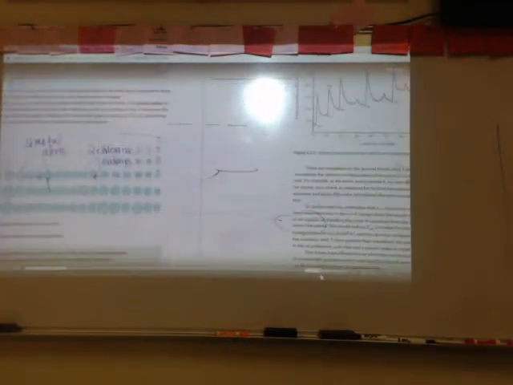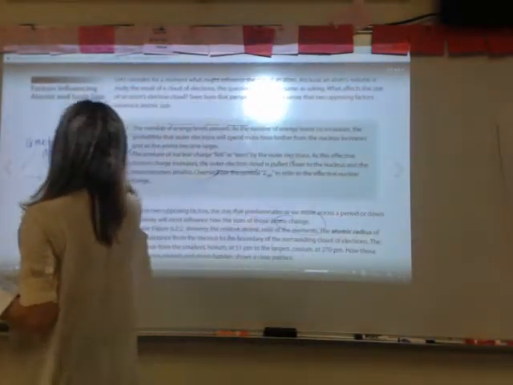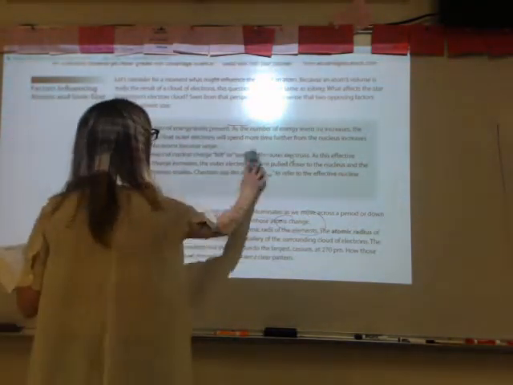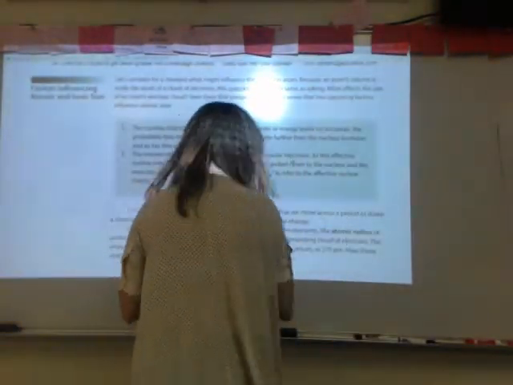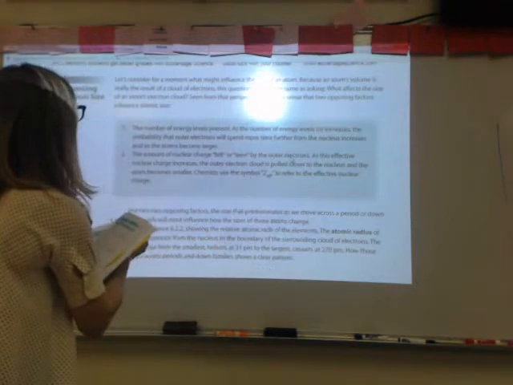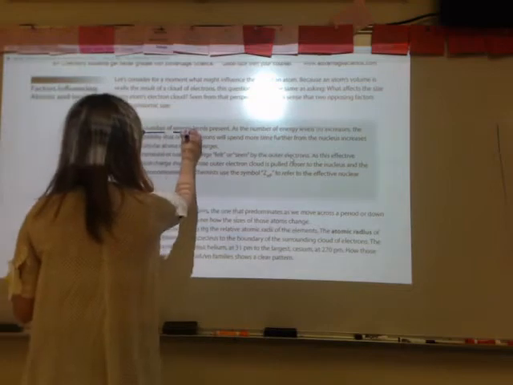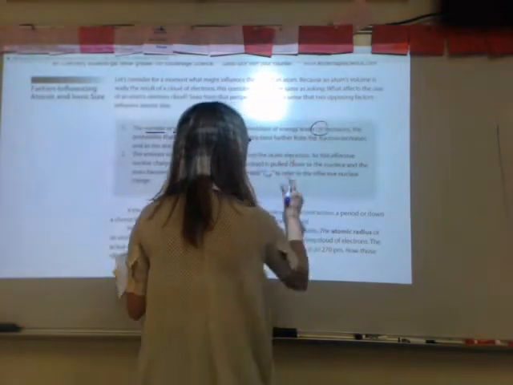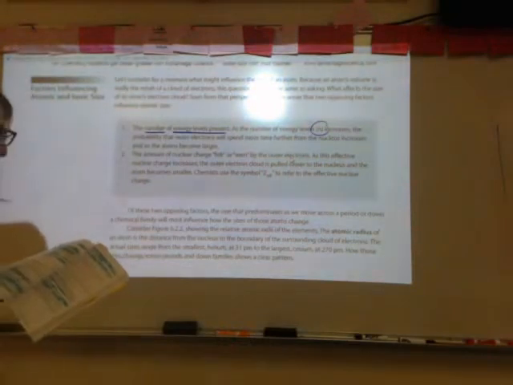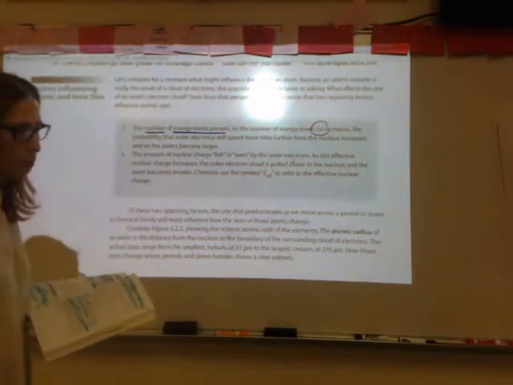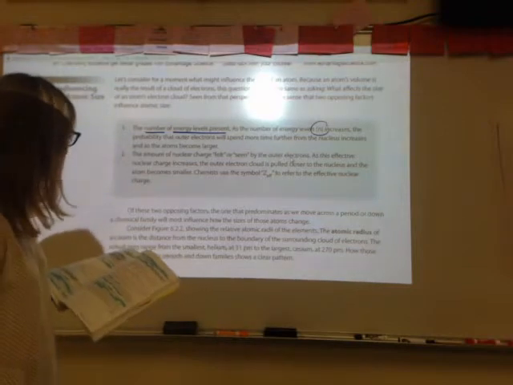If you go to the next page, you will notice that there are two opposing factors that contribute to the size of an atom or the size of an ion. Now, if we look at the first one, the first one has to do with the number of energy levels present. That means the number of n's that are present. Remember, this was the principal quantum number n, and we labeled all of the periods in the periodic table with an n, 1 through 7.